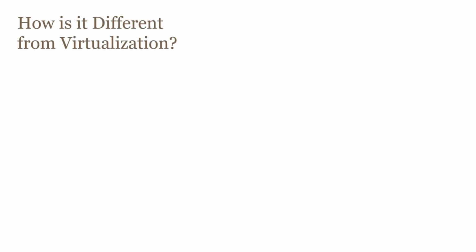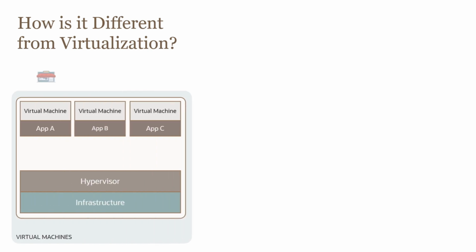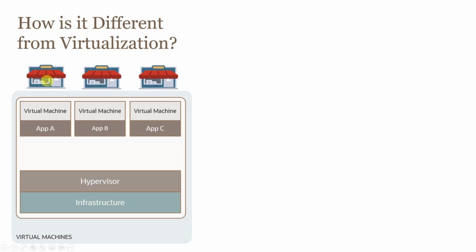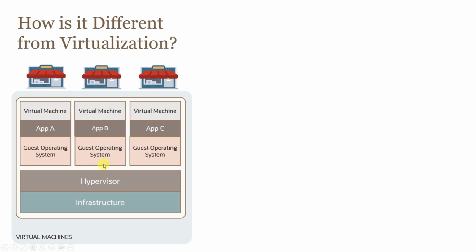Let's understand how it is different from virtualization. On one side, we have traditional virtualization. Picture this, it's like having multiple houses on a single piece of land, and each house or virtual machine has its complete setup, walls, roofs, and utilities. This setup, while providing isolation, can be resource intensive with each virtual machine carrying its entire operating system.